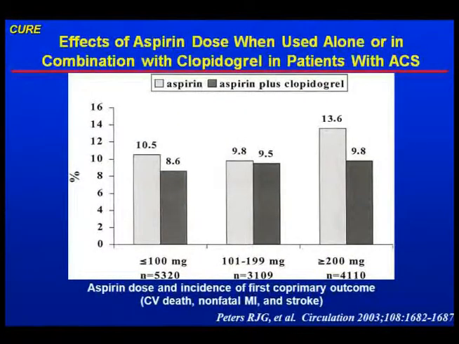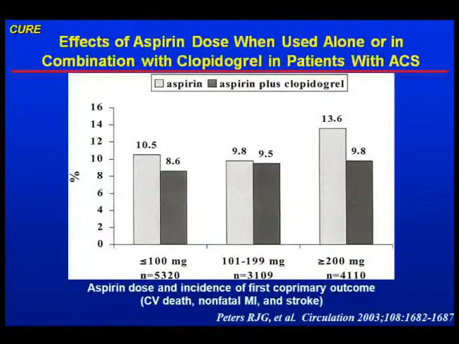Now, there is a study that I'd like to quote here, the CURE trial, in which patients were randomized to aspirin or the combination of aspirin and clopidogrel. And these are patients with acute coronary syndrome. What you see here in the bars are 3 groups of patients: patients treated with aspirin in a dose of less than 100 milligrams, and then patients treated with higher doses. In this study, aspirin was left at the discretion of the physician taking care of the patient, so the dose of aspirin was not mandated.